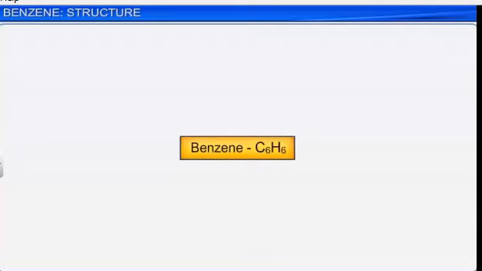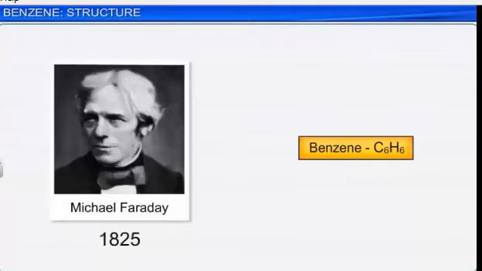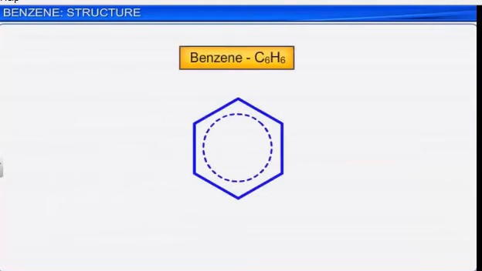Benzene, with the molecular formula C6H6, was first isolated by Michael Faraday in 1825. Due to its characteristic properties and unusual stability, the determination of the actual structure of benzene took many years. The following key facts were taken into consideration to determine the structure that we have today.